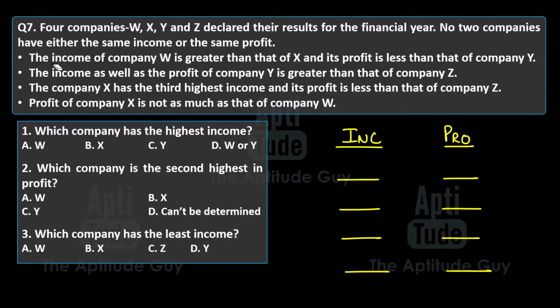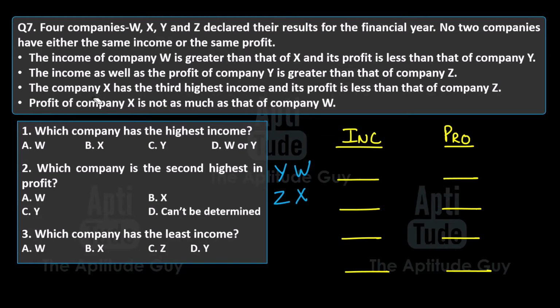First things first, the income of company W is greater than that of X. Okay, W is greater than that of X. Done. Now don't read the profit part yet. We don't care about that right now. Income as well as profit of Y is greater than that of Z. Okay, Y's income is greater than that of Z. Done.